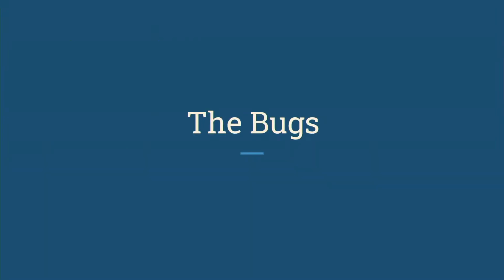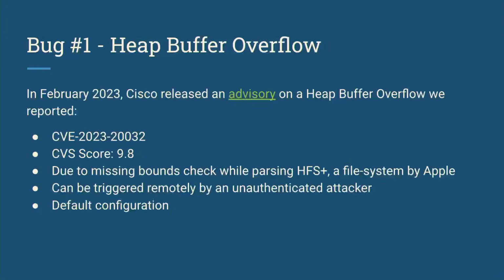So let's get into the bugs, and then we can see how we can exploit ClamAV with all of these constraints in place. So the first bug is a heap buffer overflow. In February of 2023, Cisco released an advisory on it. It is tracked as CVE-2023-20032, has a CVSS score of 9.8, and it's due to a missing bounds check. It's really just a memcpy buffer overflow, and it occurs while parsing HFS+, which is a file system by Apple. And this can be triggered remotely by an unauthenticated attacker in default configurations of ClamAV.